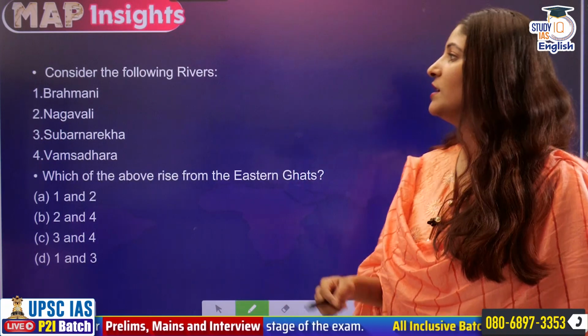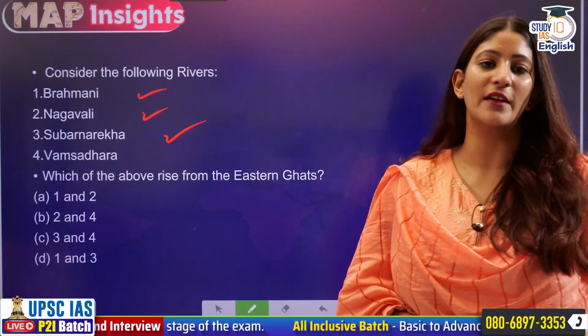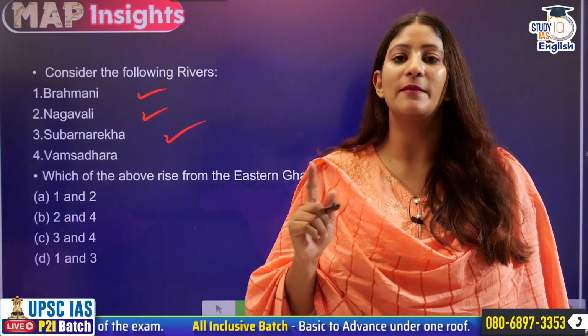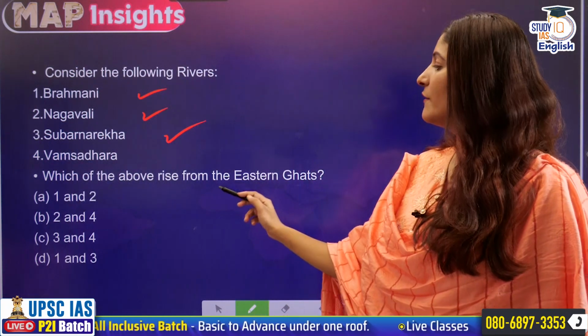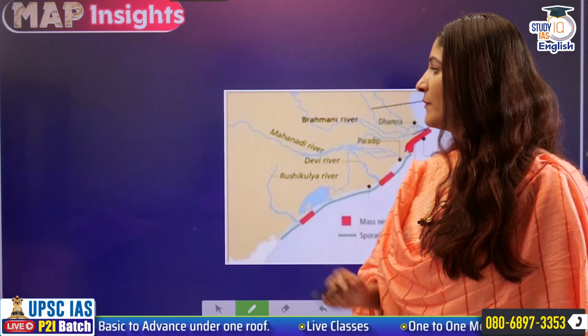So consider the following rivers: Brahmani River, Nagavali River, Subarnarekha and Vamsadhara. This was a practice question that I gave you to solve. And many of you have answered it correctly, so I will take your names by the end of this class. Which of the above rise from the Eastern Ghats? So let us go through them one by one.